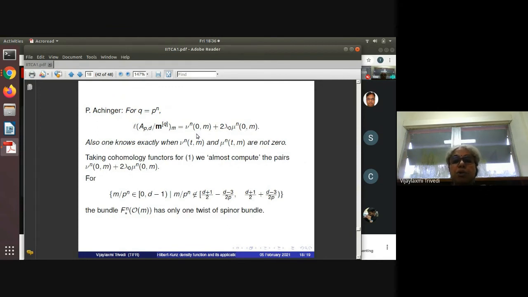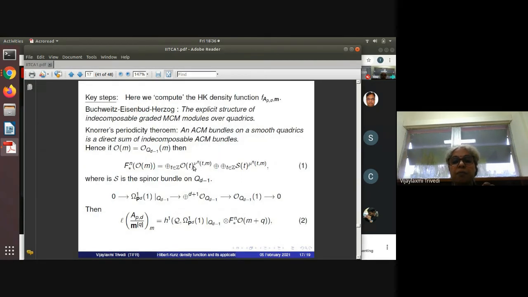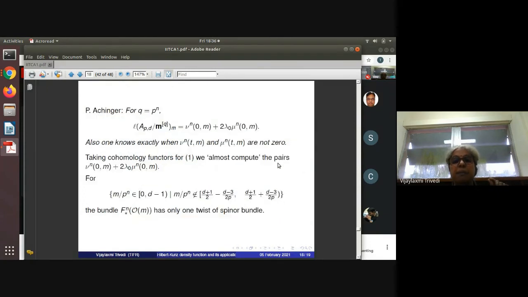And he says, I also know exactly when these numbers, these ranks, are not zero. So the question is, which of them actually occur? He has given an explicit formula for when they are not zero. The thing he has not given is how big they are. They are not zero, okay, but what are they? That's not evident. So that's where the almost compute problem comes in.